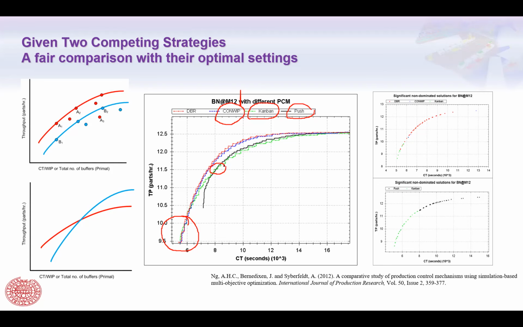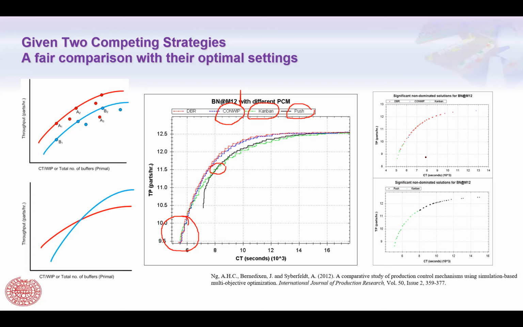But anyway, the interesting thing to observe here is that if your target is to have a very high throughput, then Kanban is actually not a very good strategy. Ultimately, every system will be saturated when you have a long enough cycle time. But you can see that Kanban favors cycle time, but is inferior in throughput.